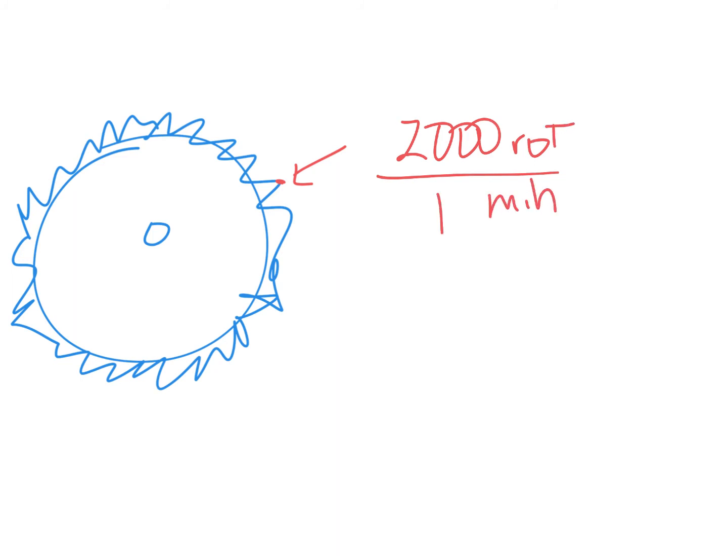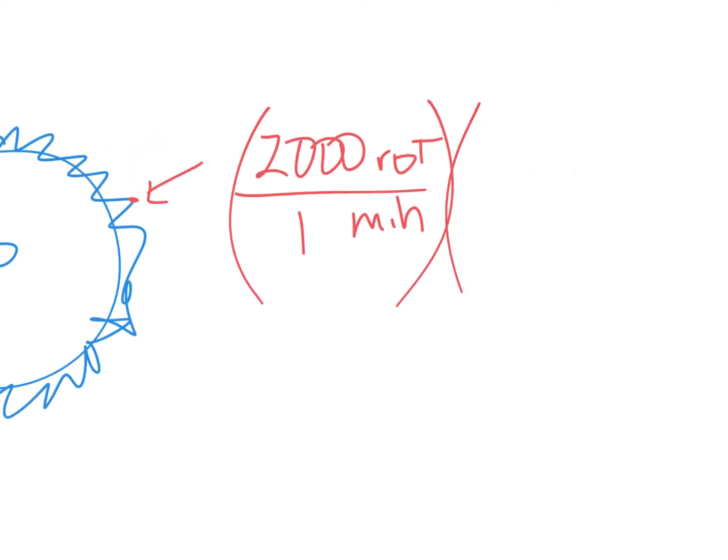RPM stands for rotations per minute. Notice I have a number and a unit. On the bottom, I have a number and a unit. Now this time, the challenge really is to figure out what the heck a rotation is.